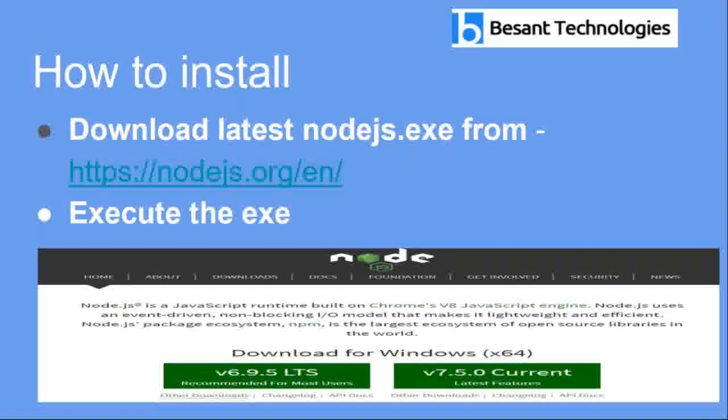How to install Node.js? Go to the Node.js website, nodejs.org, and there are two downloads: latest features and recommended for most users. Recommended for most users is the stable version given by Node.js. So if you want to download the stable version, go for recommended for most users.